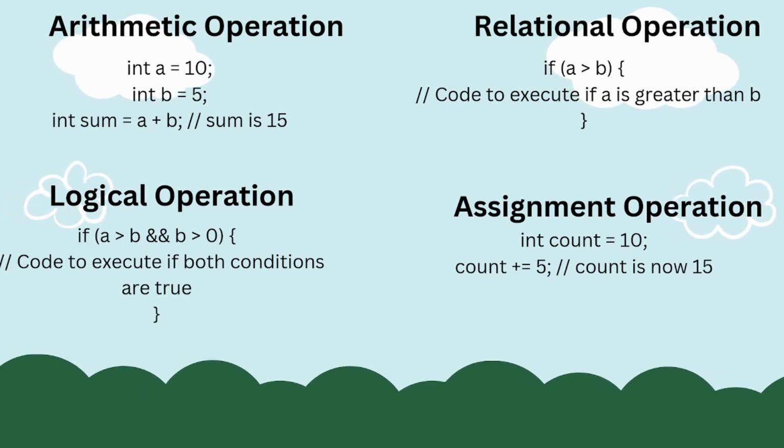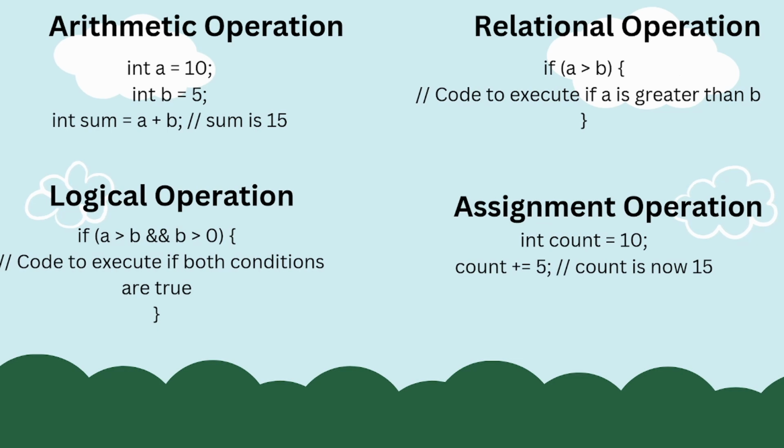We have the arithmetic operation. Let's take an example. We have integer a, integer b. Like we have to add, the sum of integer a and b, plus equal to 15. Like we have a is equal to 10, b is equal to 5. This is the whole value, and the sum is 15.